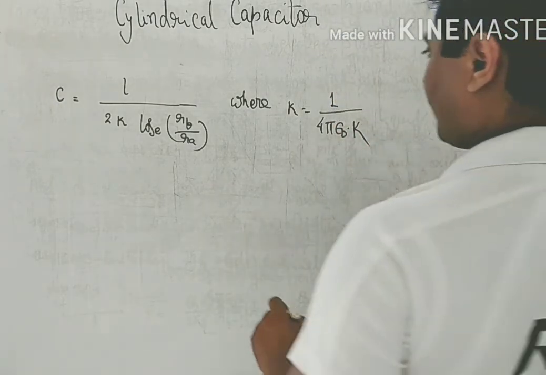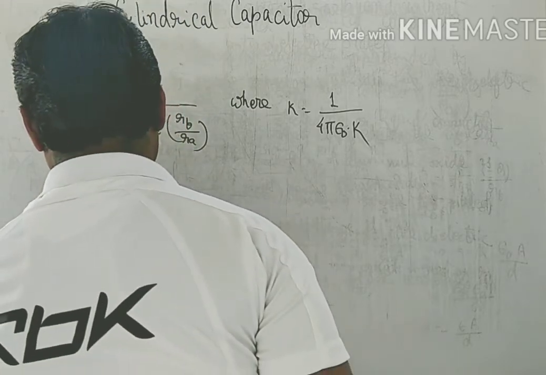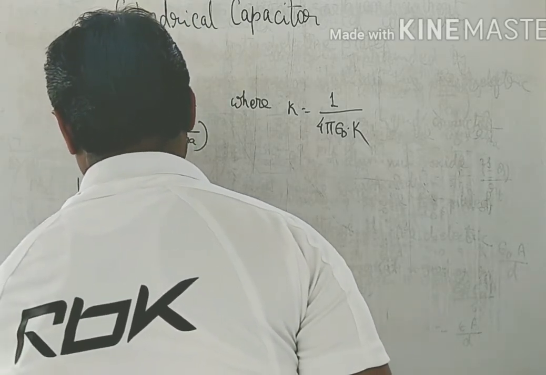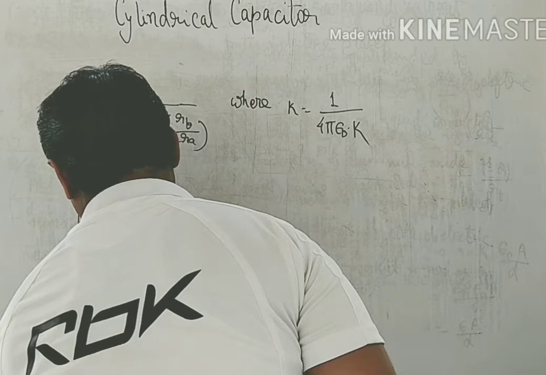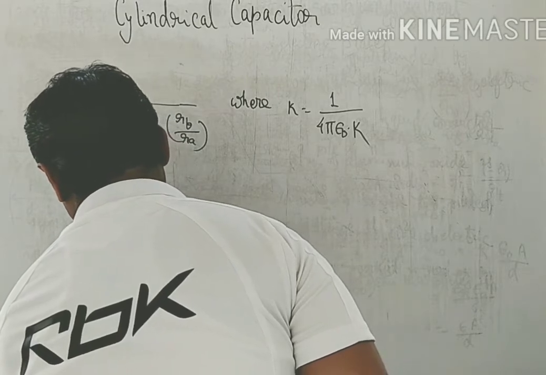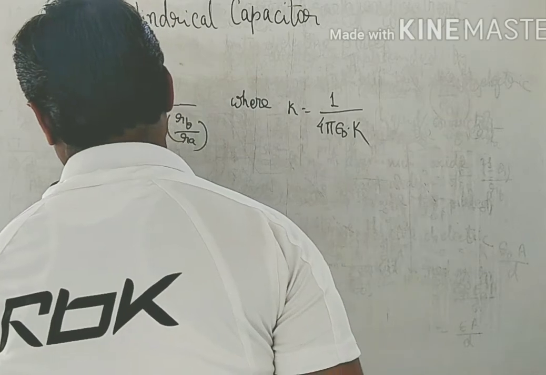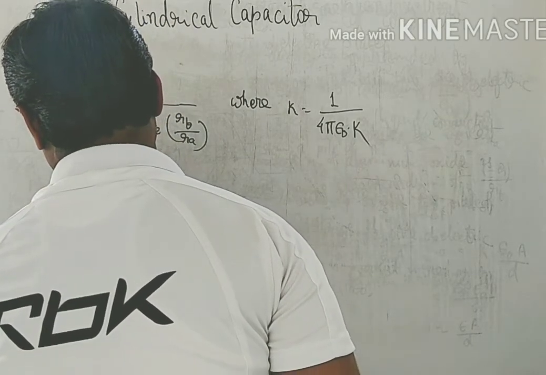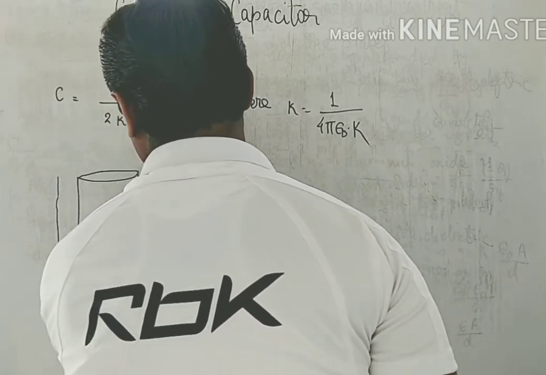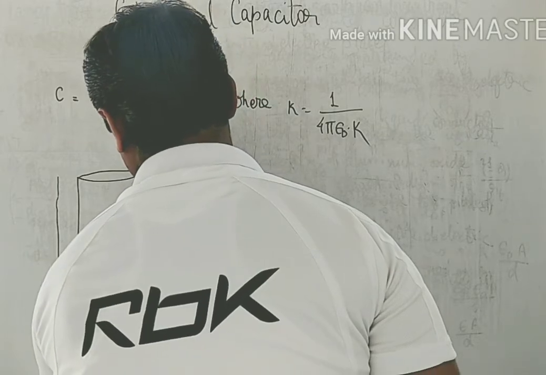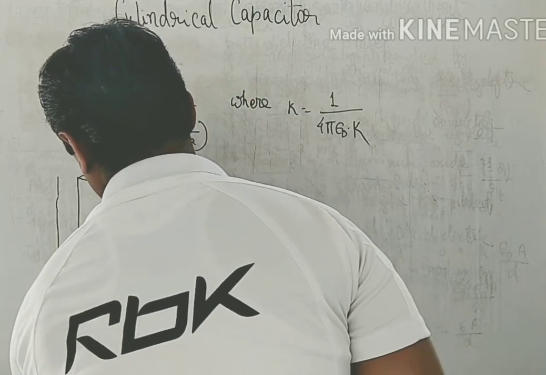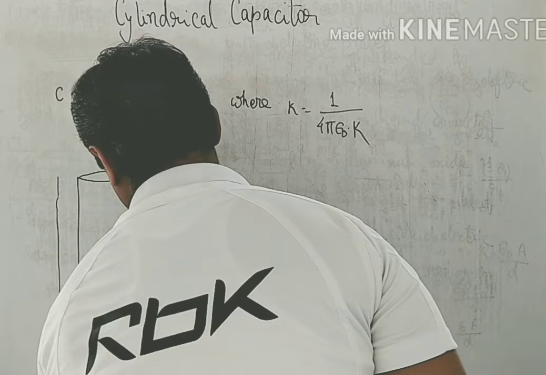Now here I must draw the cylinder so that we may see which one is the outer radius and which is the inner radius. These cylinders will be taken of the same length. So like this.